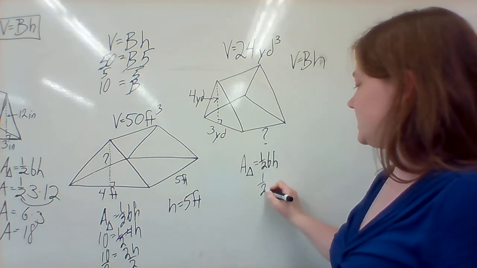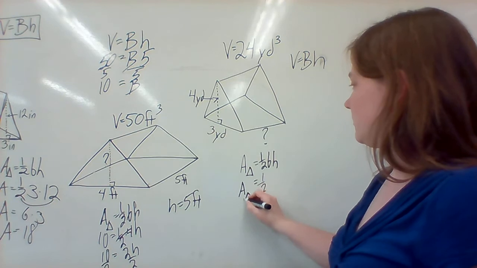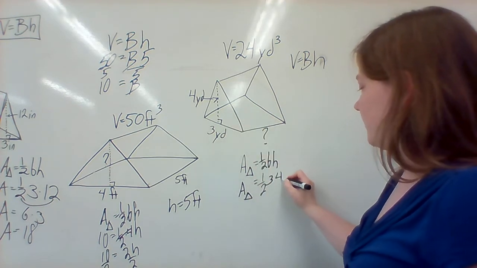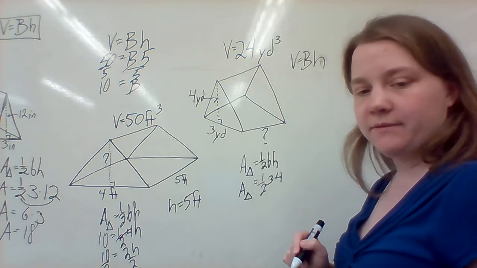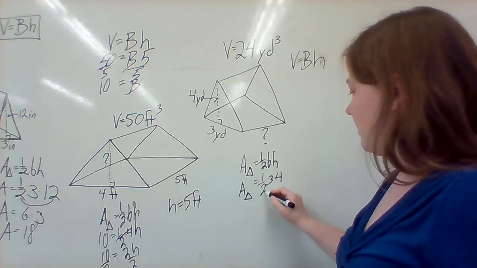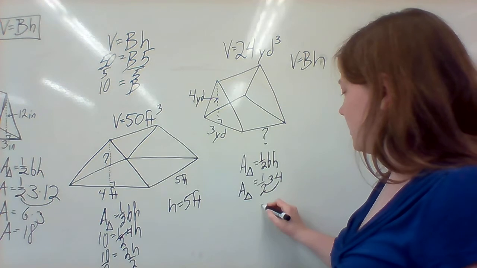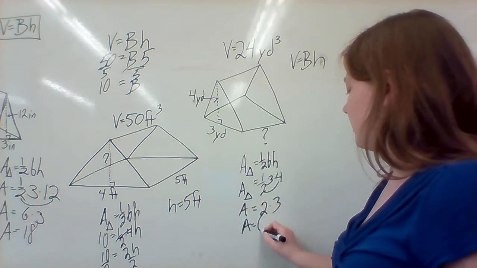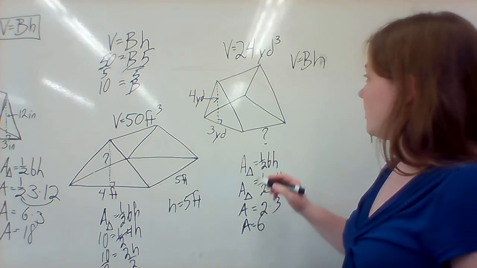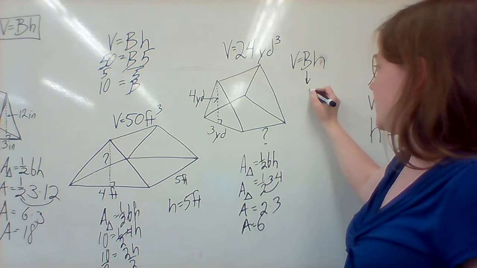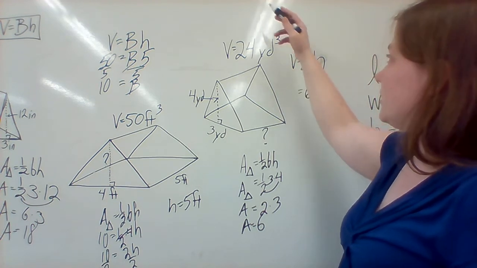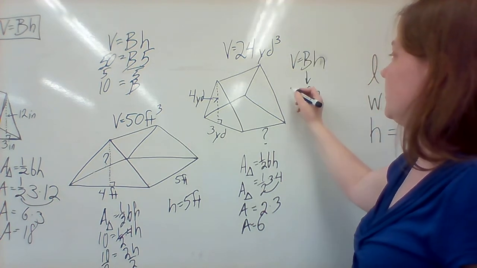So the half stays there. The base is 3. The height is 4. So now I have A equals half 3 times 4. Half of 4 is going to be 2. So I know that the area is 2 times 3, or the area is 6. So I'm going to plug in 6 for capital B. I don't know the height. And the volume is 24 yards.